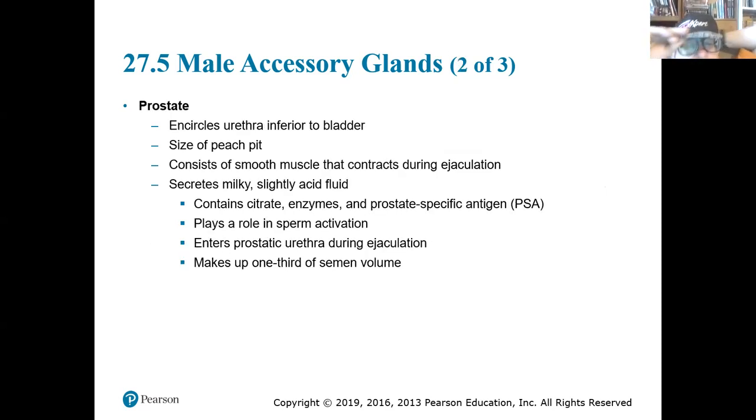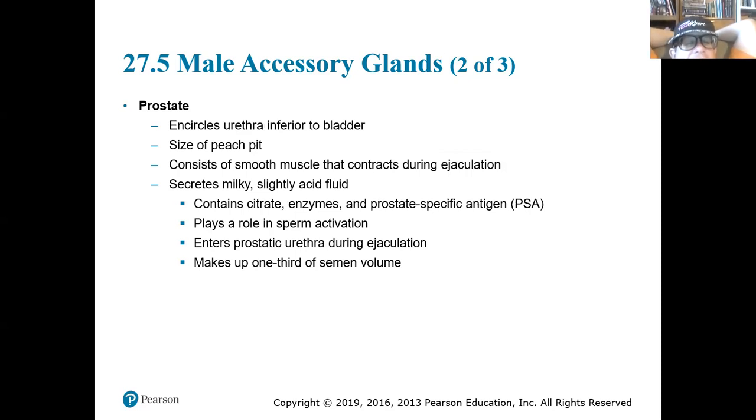The prostate will encircle the urethra just below the bladder. It's about the size of the seed inside a peach. It consists of smooth muscle that contracts during ejaculation. It releases a milky colored, slightly acid fluid. The acidity is like an unfortunate side effect.